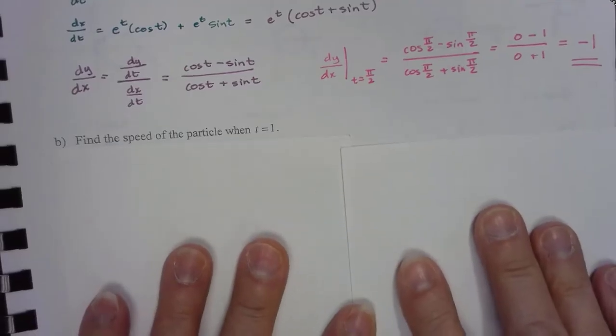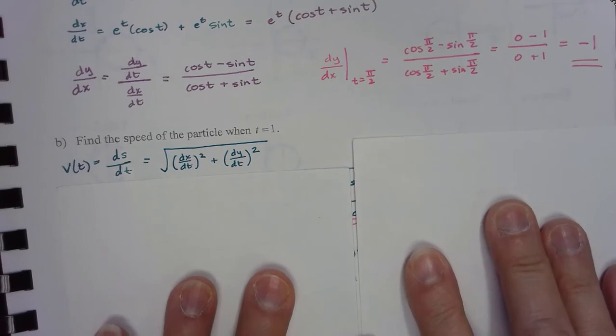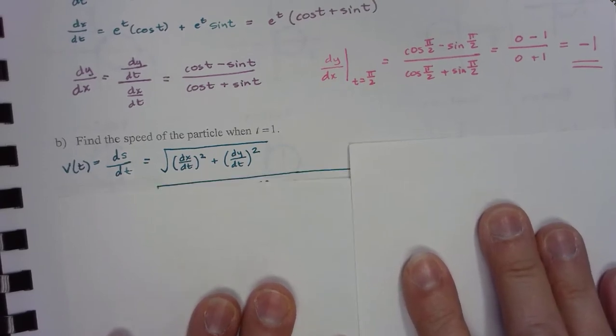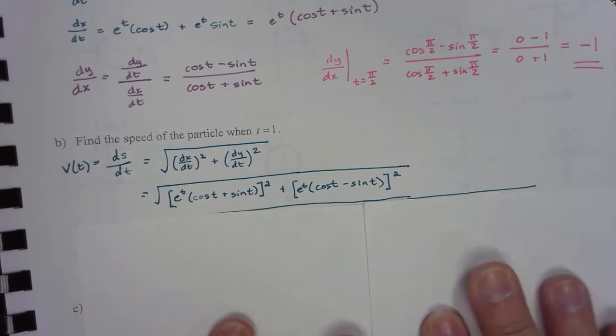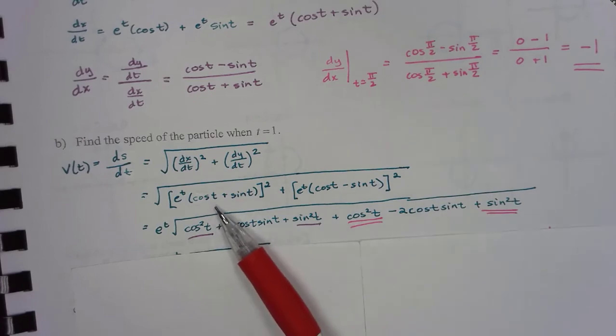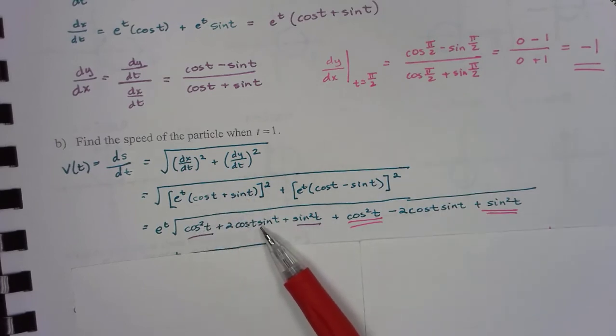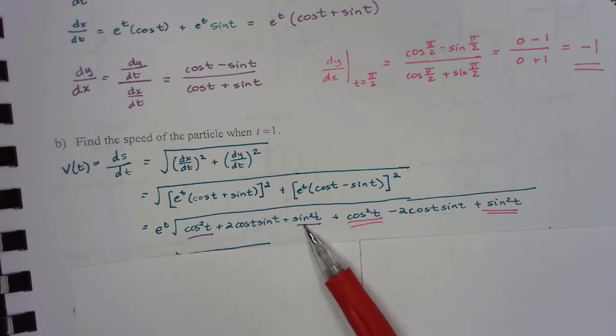Part B, find the speed of the particle when t is 1. Speed is the magnitude of velocity. So ds/dt is the square root of dx/dt squared plus dy/dt squared. Substitute what we know, and you have some algebra to do. We need to square this binomial: cosine t squared plus 2 cosine t sine t plus sine t squared.